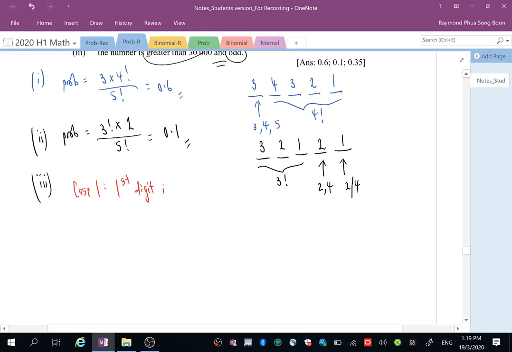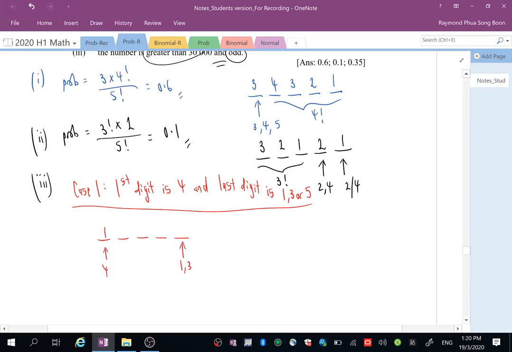So case 1, first digit is 4 and last digit is 1, 3, or 5. Right? So that's the first case. For this case, if the first digit is 4, there's only one way. And the last digit is 1, 3, or 5, so there are 3 ways. Then the second digit will be 3 choices, third digit will be 2 choices, and fourth digit will be 1 choice. So in other words, 3 factorial.